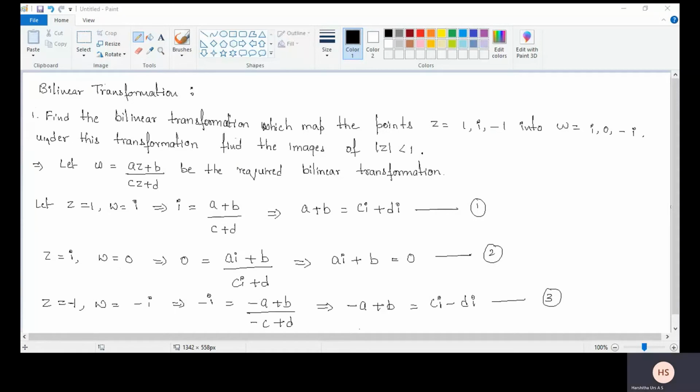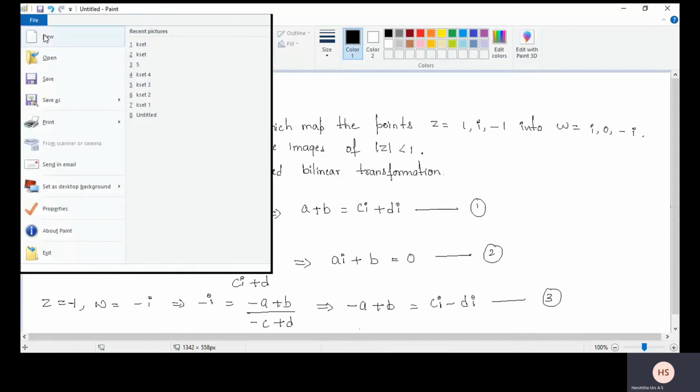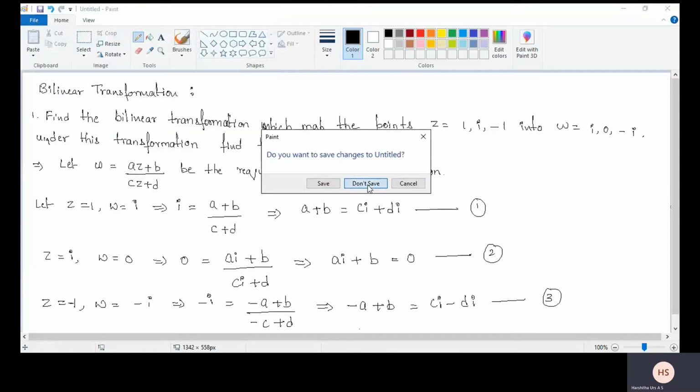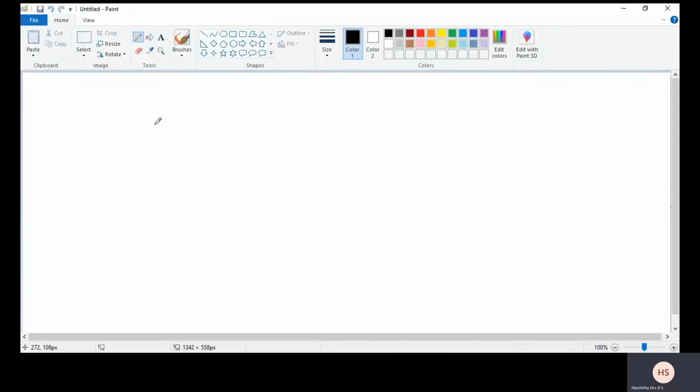In the next, we have to solve for a, b, c, d. So here, after finding out, now adding 1 plus 3. Our equation 1 is a plus b, shift ci plus di to the left side. So we get a plus b minus ci minus di is equal to 0.